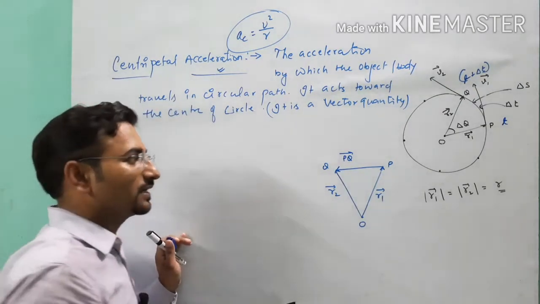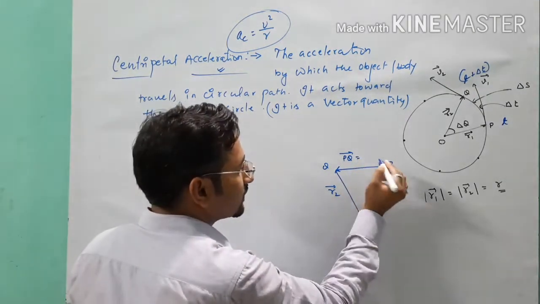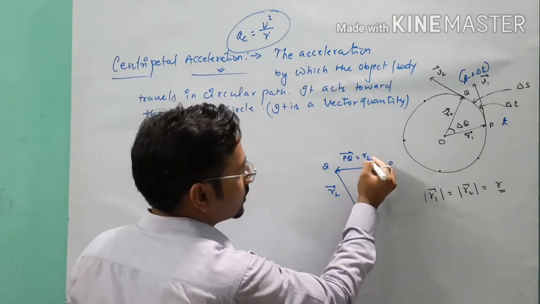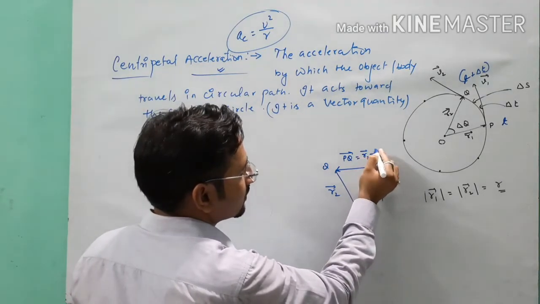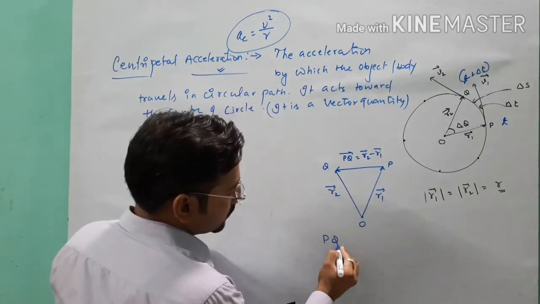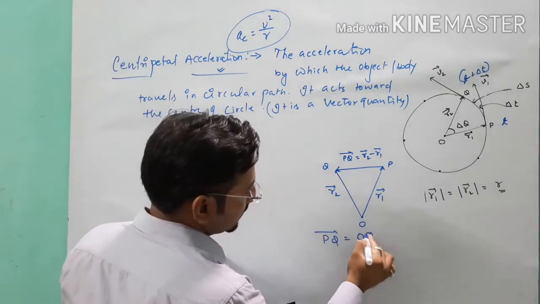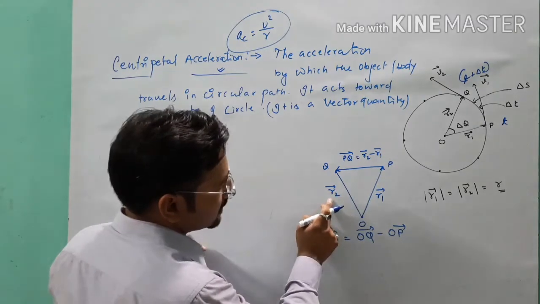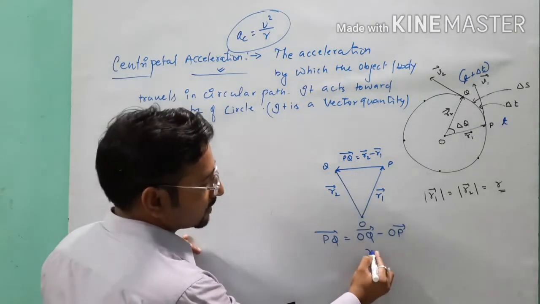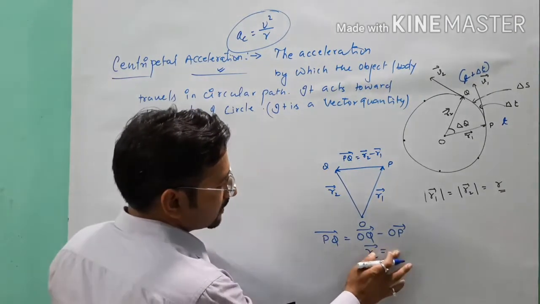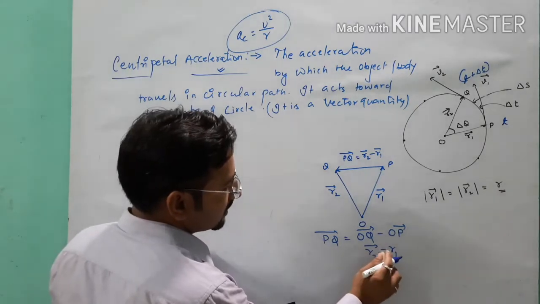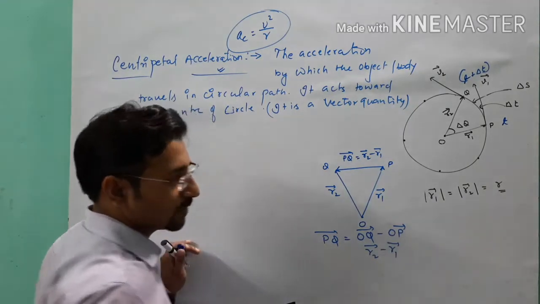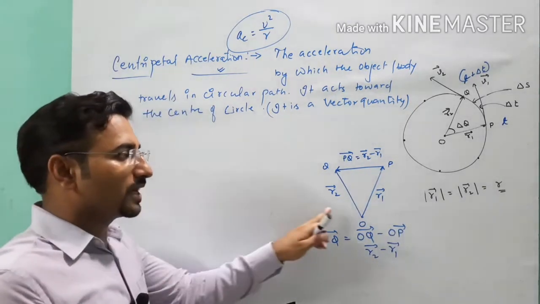By the addition of vectors we can easily get the value of PQ vector, which is our R2 vector minus R1 vector. Means PQ vector you can write as OQ vector minus OP vector, and the value of OQ vector is R2 vector and here R1 vector. So that's why I have written this value R2 minus R1 vector. Point clear? I will draw two diagrams.